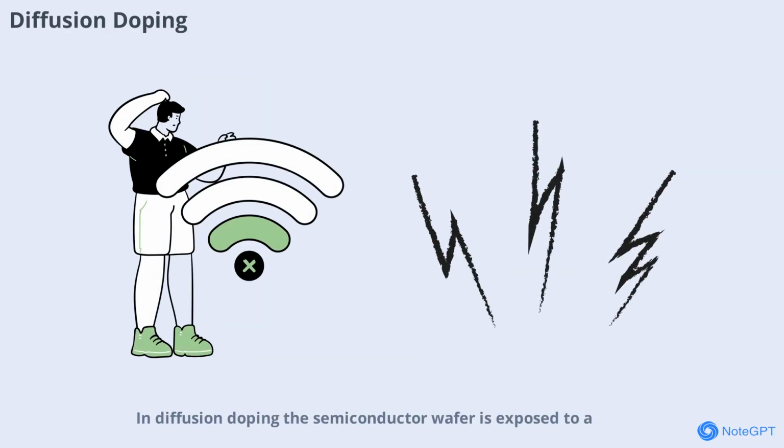Diffusion doping: the semiconductor wafer is exposed to a gas or vapor containing the dopant atoms. At high temperatures, these atoms diffuse into the surface of the wafer and become part of its crystal structure. The depth and concentration of doping can be controlled by adjusting the temperature and exposure time. This method is widely used in the semiconductor industry for its simplicity and effectiveness.